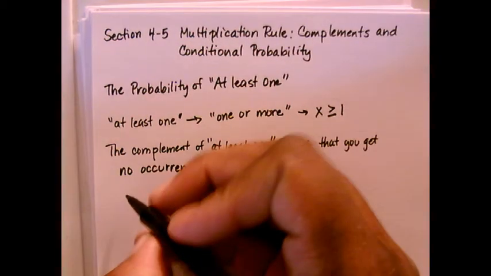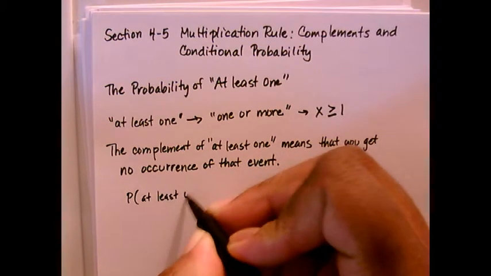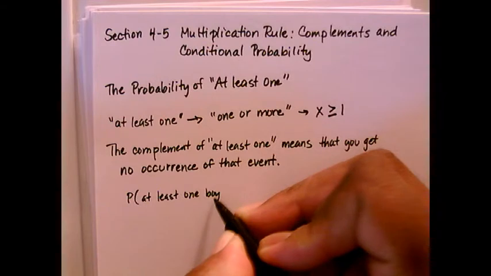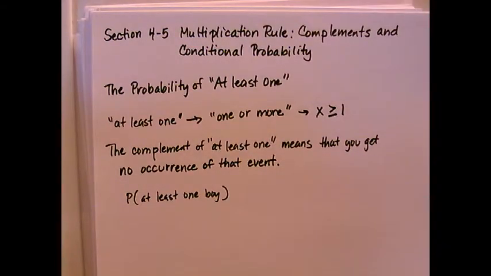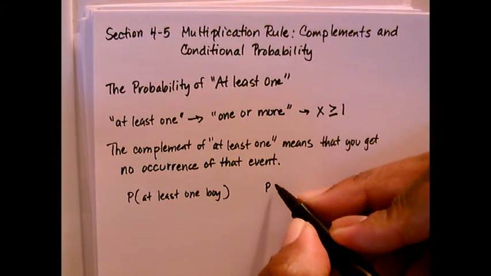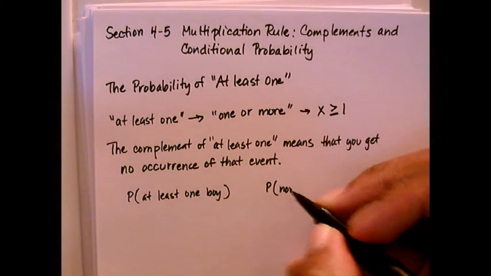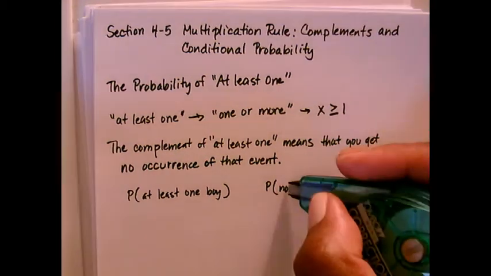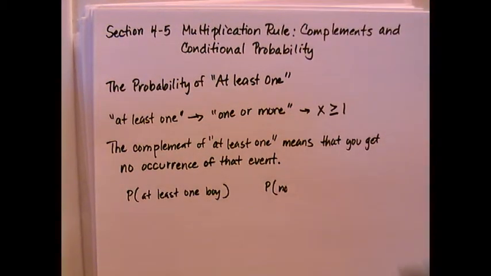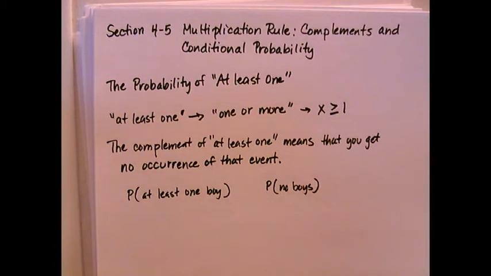Okay, so let's say you have the probability of getting at least one boy. Now, if we want the complement of that, it would be this: the probability of getting no boys. So the probability of getting no boys will be the complement of getting the probability of at least one boy.